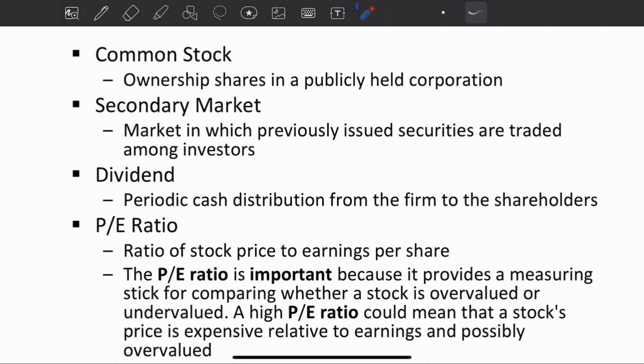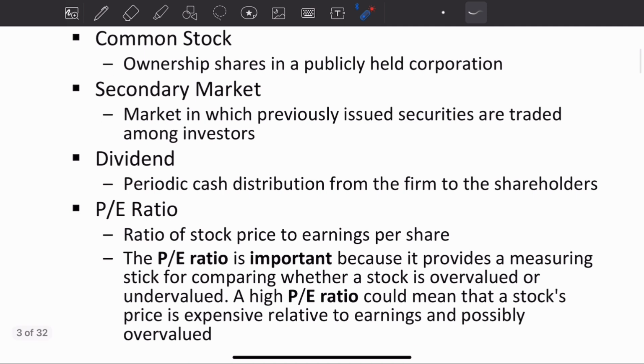Stocks also come in different forms. The one that we are mainly interested in for the purpose of this course, or for this topic, is what's called a common stock. Okay, a common stock is an ownership share in a publicly held corporation. As we said, that represents a slice of the ownership of that business. Okay.